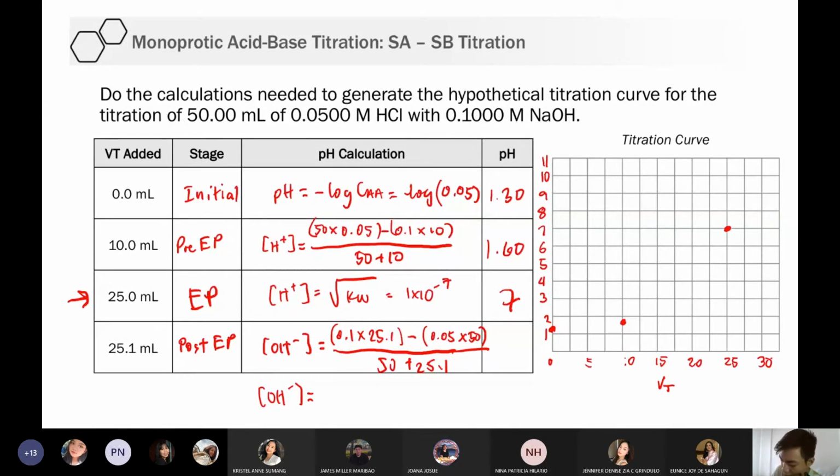Ang concentration ng OH ay 1.33 times 10 raised to negative 4. Negative log mo yan. Ano makukuha mo? POH, no? Ang makukuha mo, POH equals 3.88. Okay, so 3.88 yung POH. Ang gusto ko, pH. Di 14 minus POH. So the answer is 10.12.